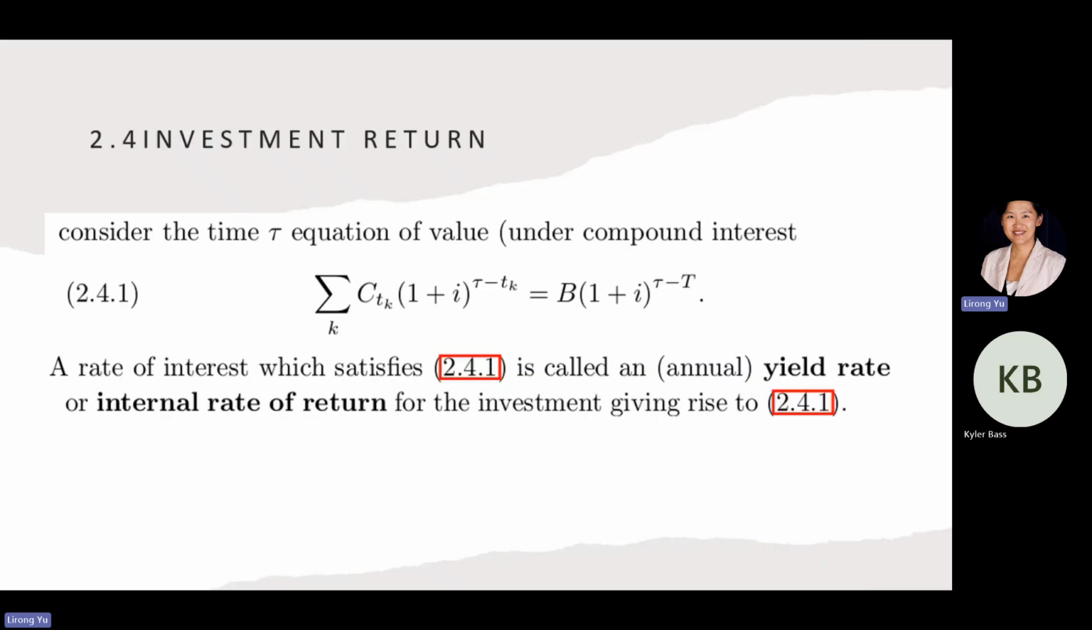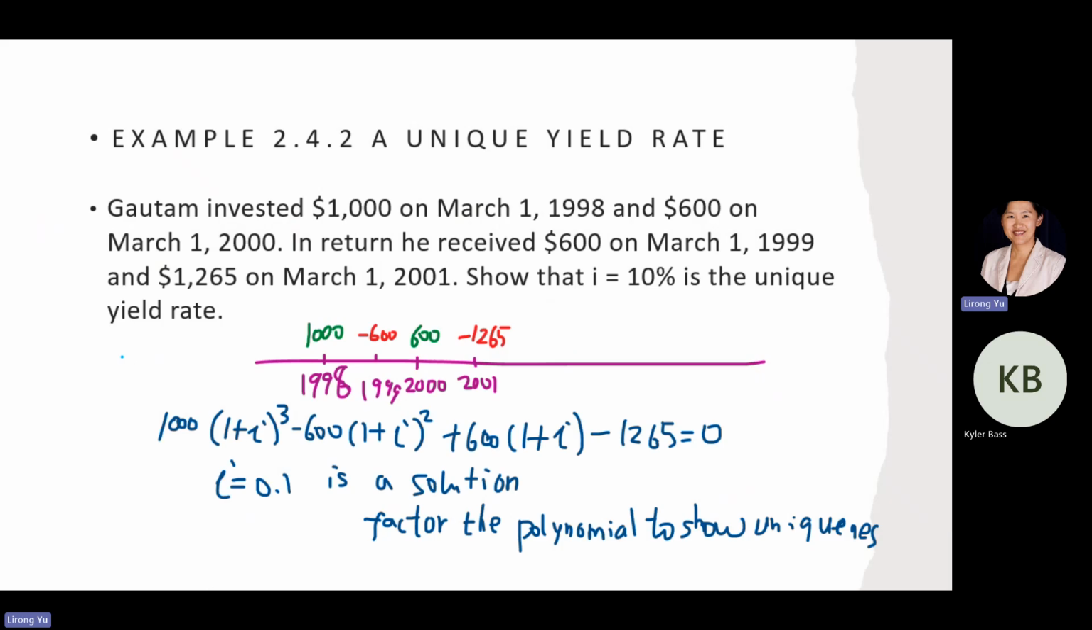The title is called investment return. That is really to figure out the internal rate of return. Essentially, that's the i in the formula for the equation of value. And those are the exercise practice questions.